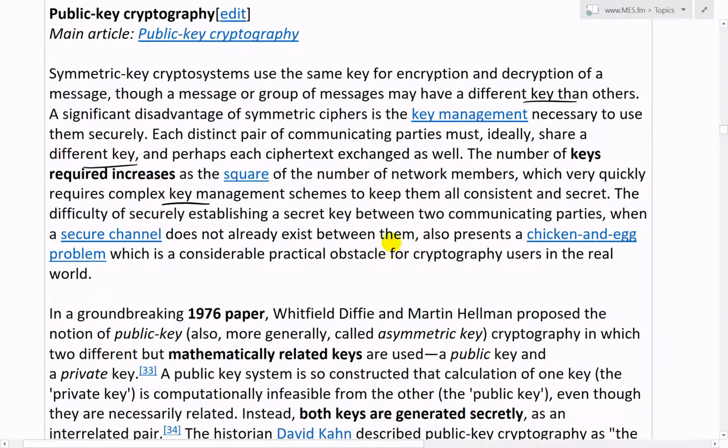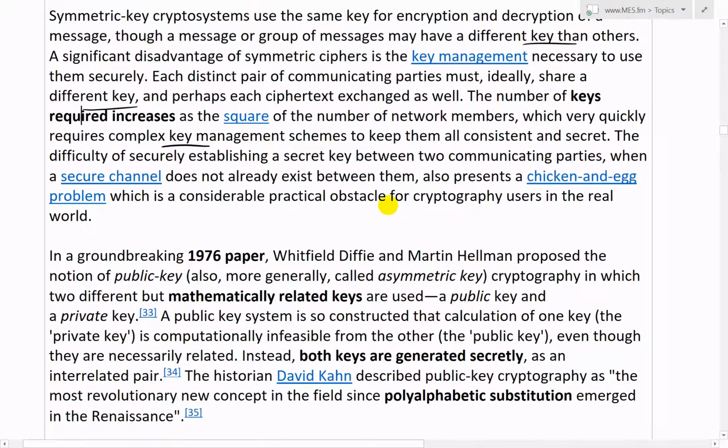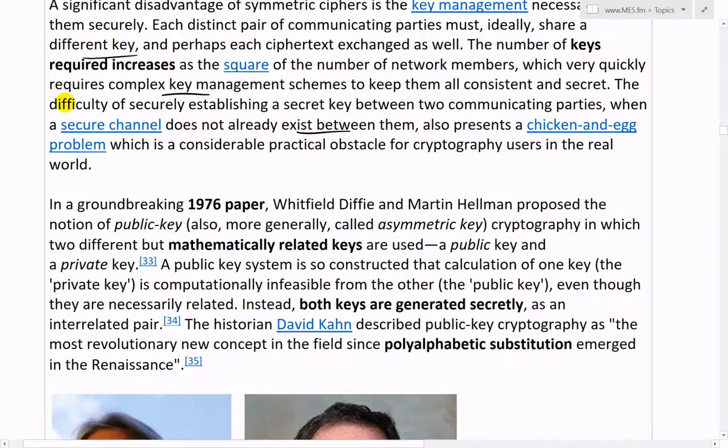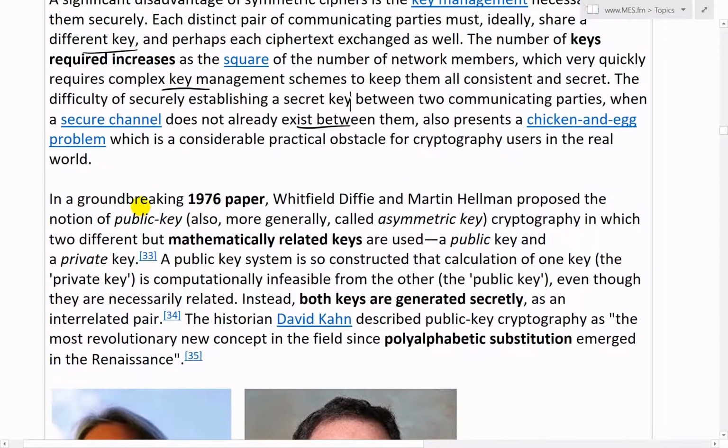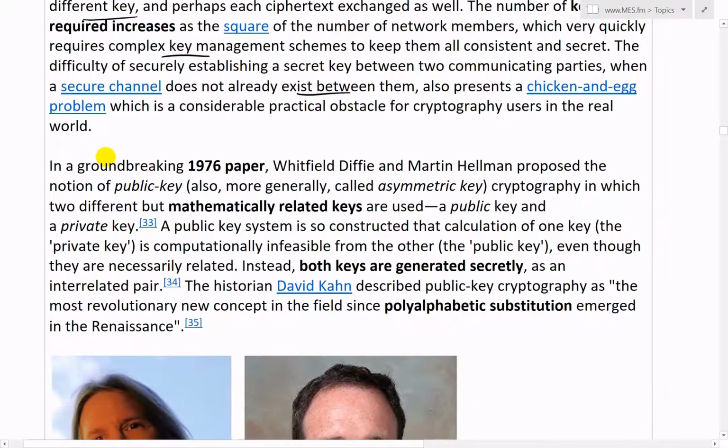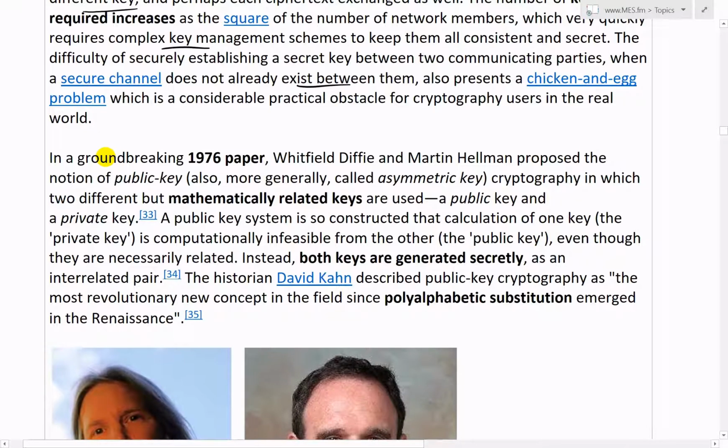The difficulty of securely establishing a secret key between two communicating parties when a secret channel does not already exist between them also presents a chicken and egg problem, which is a considerable practical obstacle for cryptography users in the real world. It's almost like, if the channel's not secure, how can you put a password in? Is that going to make it secure, even though the channel itself might not be secure? I believe that's what they are talking about with the chicken and egg problem. So you need to find a way to ensure that the channel itself is secure as well, not just give a password across it, because that could just be stolen.